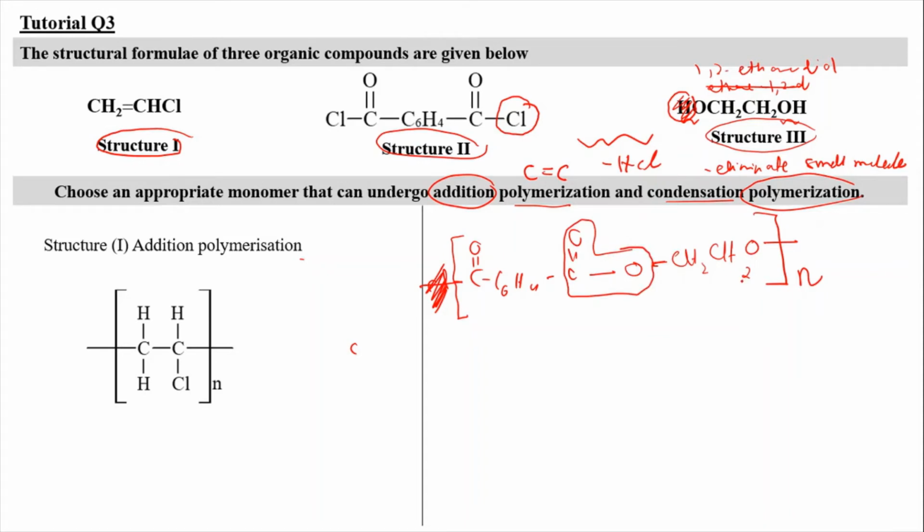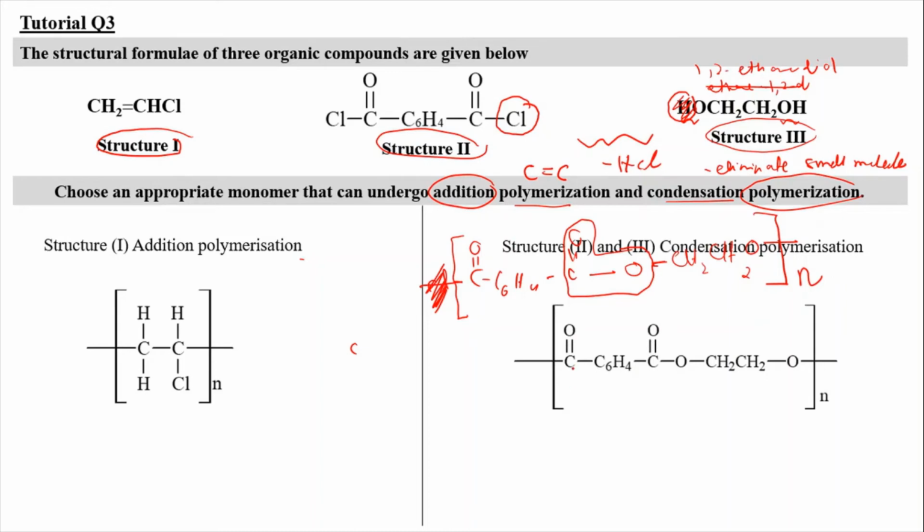So what you can say here is that structures 2 and 3 can undergo condensation polymerization, and the structure is going to look something like this: C double bond O, C6H4, C double bond O, O, CH2, CH2, O again, because the end part here is also removed. The Cl here and the Cl here are also removed, and what we're going to eliminate is HCl.